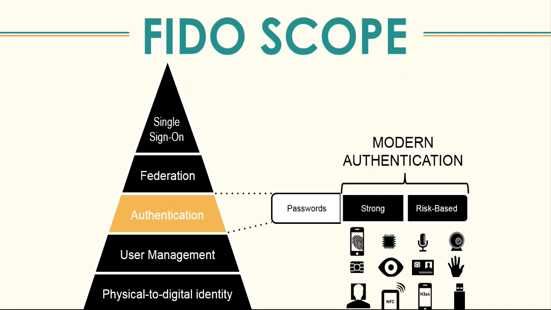So here's really what we're trying to solve. We're not trying to build an identity and access management framework. We're looking specifically in the stack at authentication. Up till now, that's mostly been passwords. And with modern authentication, as you look at this slide, we're talking about authenticators that are phones and biometrics and other devices, dongles, and things. Next slide, please.